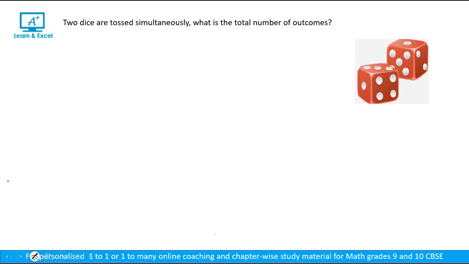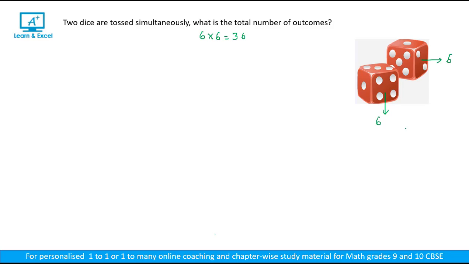Let us now toss two dice simultaneously and let us find the total number of outcomes. Now here we can see that this dice will give us 6 possible outcomes. This dice will also give us 6 outcomes. So the total number of outcomes will be 6 into 6. So we'll get 36 outcomes.